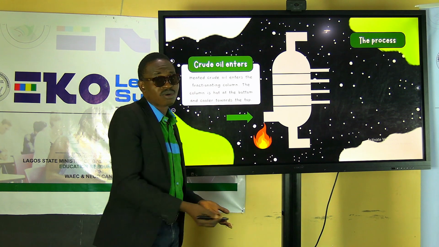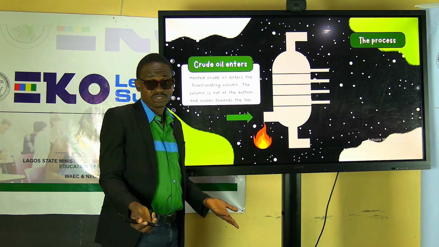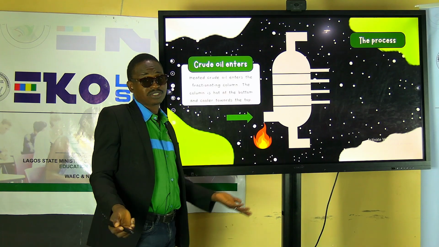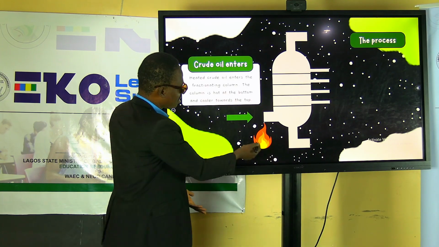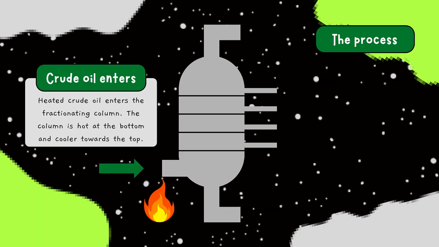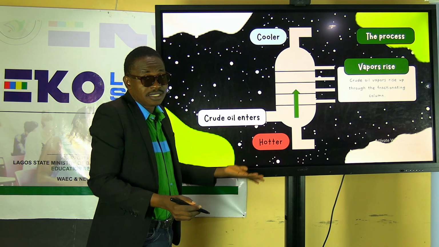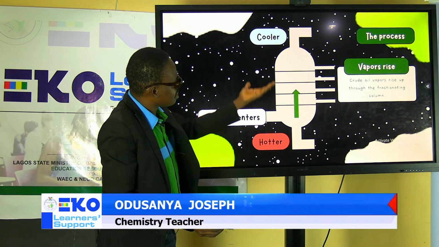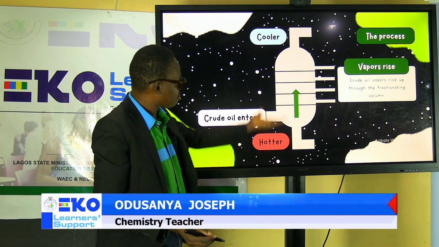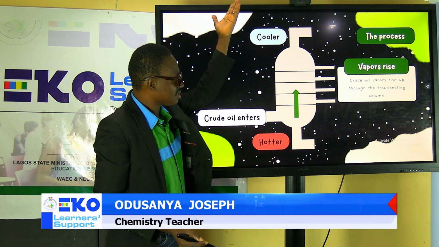We take it to what we call the fractionation column, or fractional distillation. So at the bottom, what happens? The crude oil enters, and it moves up. Why? Because we are heating it. When it is heated up, the vapors rise.